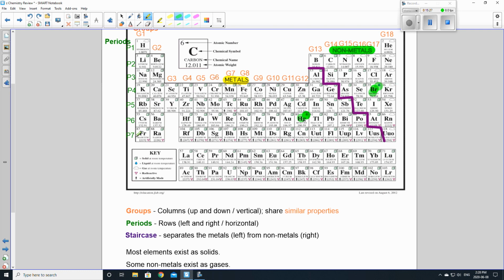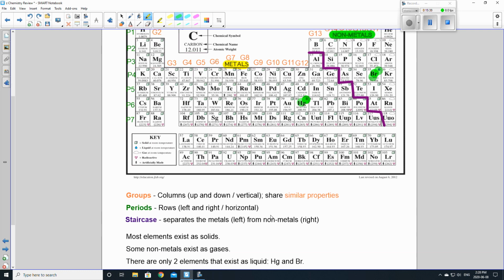All of these are metals, all of these are solid, except for in there, there's a non-metal. And hydrogen is kind of a funny one. It's actually in two groups. But basically the metals are on the left. Over here, there are some gases as well.